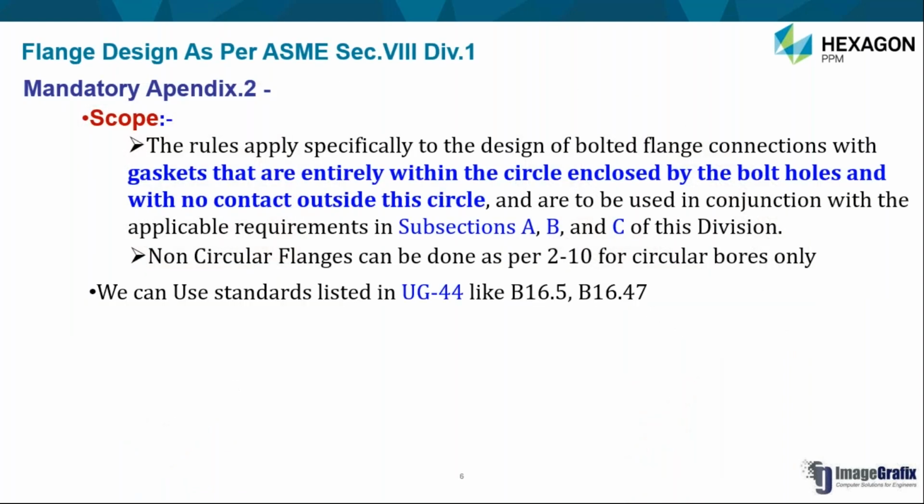Then another thing listed over here is we can use the standard listed flanges as mentioned in UG 44. So whatever standard flanges of B16.5 and 47 are mentioned in UG 44, they can be directly used without any calculation, as per the pressure temperature rating provided in that respective standard.